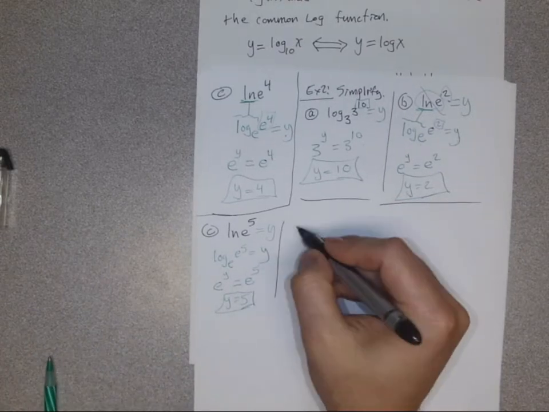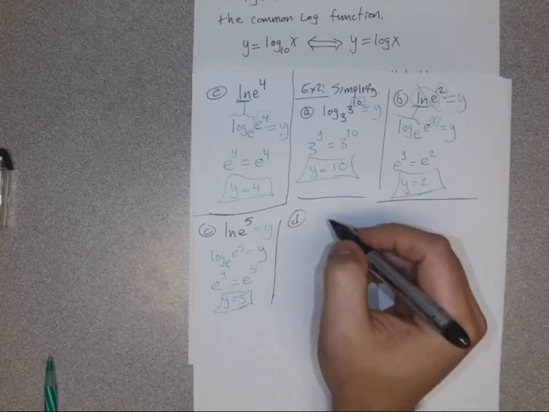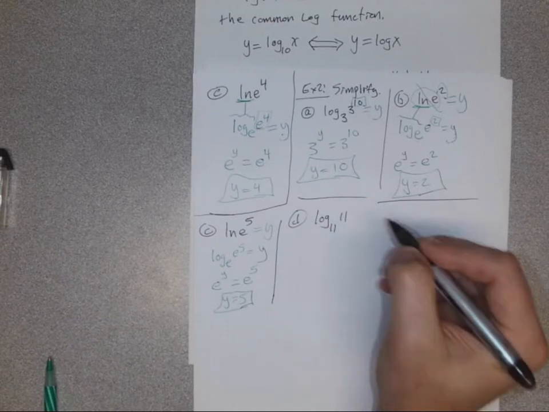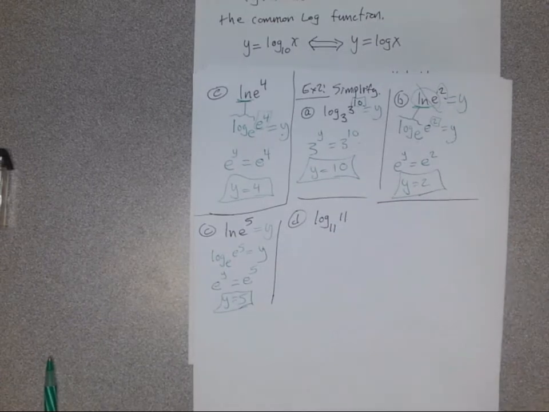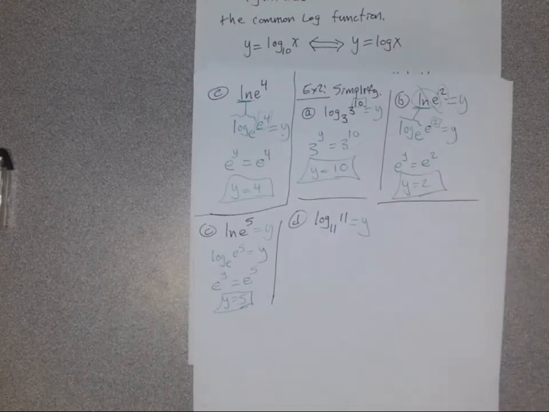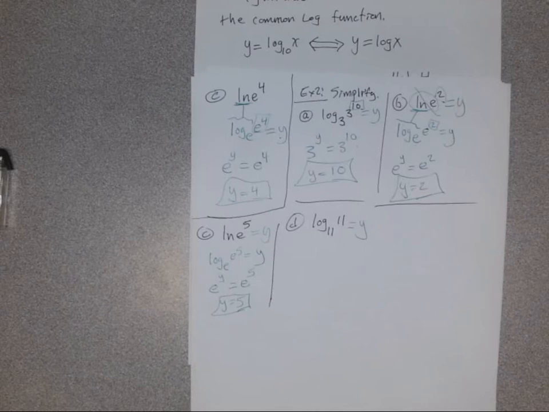Next up, part D. Log base 11 of 11. All right, we need to set this equal to something, so let's call it y. And you can actually tell me the answer based on part A and B, but let's work it out. If I'm unsure of a property or a shortcut, then just work it out. It's 2 steps. It's not that long.